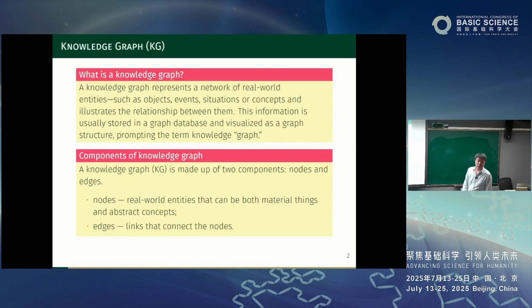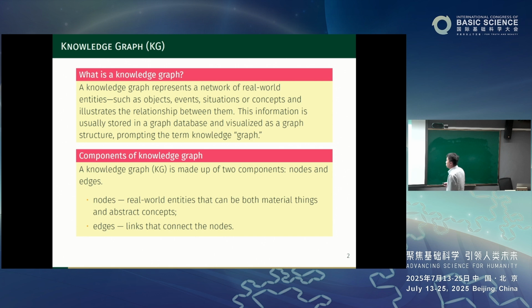Okay, what is a knowledge graph? Everyone knows what a graph is, right? A knowledge graph represents a network of real-world entities. The entity can be objects, events, persons, or even abstract concepts. And it illustrates the relationship between them. This information is usually stored in a graph database and visualized as a graph. That's why we call it a knowledge graph.